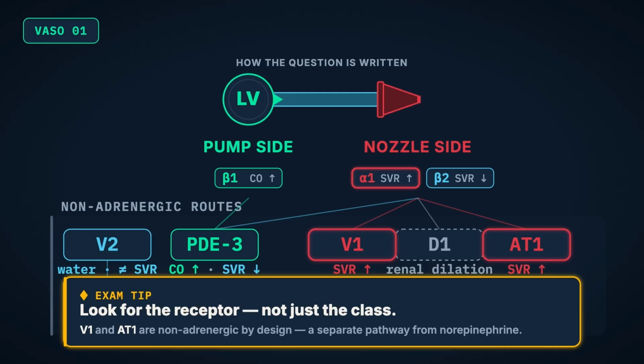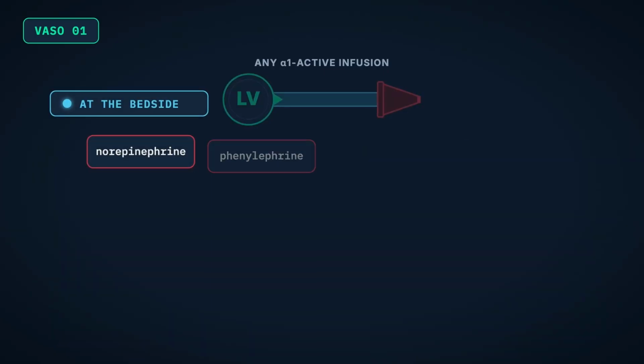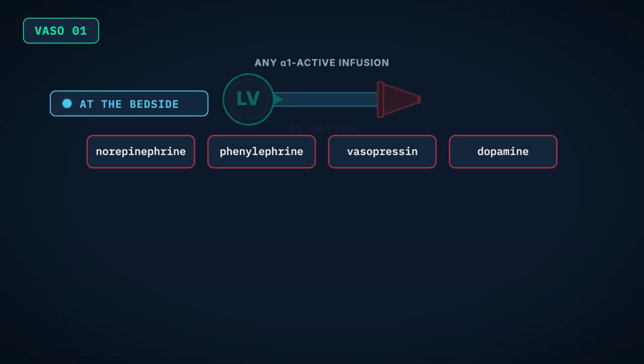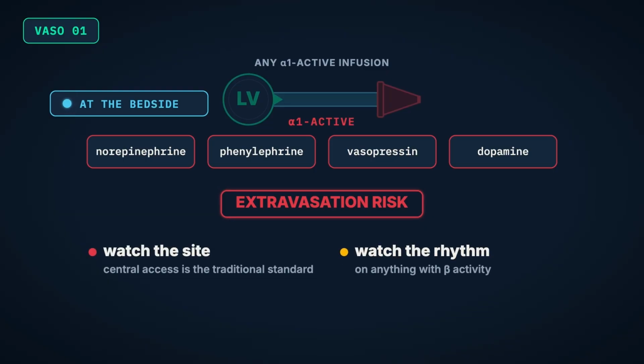At the bedside. Any alpha-1 active infusion, norepinephrine, phenylephrine, vasopressin, and dopamine, is an extravasation risk. Central access is the traditional standard. Watch the site and watch the rhythm on anything with beta activity. Doses and exact access and titration protocols live in the per agent lessons.